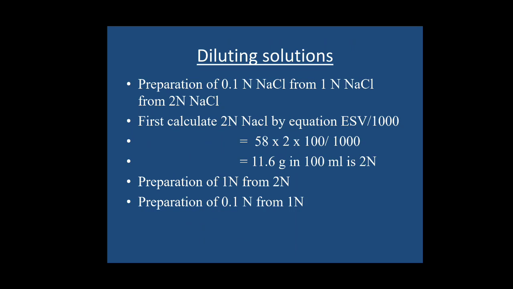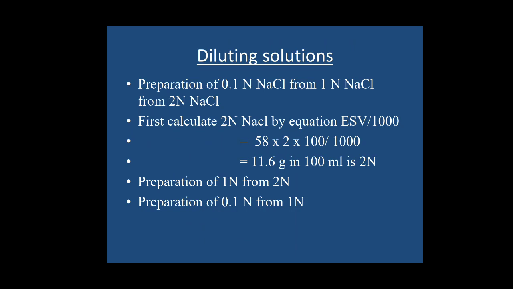So for example, if we have to prepare 0.1 normal NaCl from 1 normal NaCl and from 2 normal NaCl, how do we calculate? First we have to calculate 2 normal NaCl by this equation: equivalent weight into strength into volume required divided by 1000. This we have to apply first. So the equivalent weight of NaCl is 58 into strength required is 2 into 100 divided by 1000. If we substitute, we will get 11.6 gram in 100 ml. That is 2 normal.